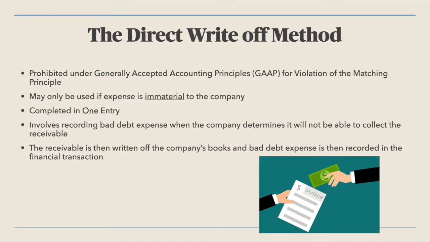The direct write-off method. This method is accounted for in one entry and involves a company recording bad debt expense when they determine they will be unable to collect the receivable. It is then written entirely off the books and recorded as a bad debt expense. However, the direct write-off method is prohibited in Australia under the generally accepted accounting principles for violating the matching principle, but it may be used for smaller businesses whose receivables are immaterial, meaning they cannot influence financial decisions.